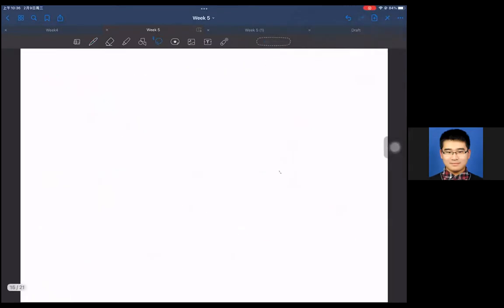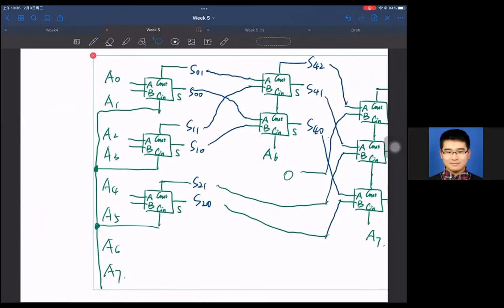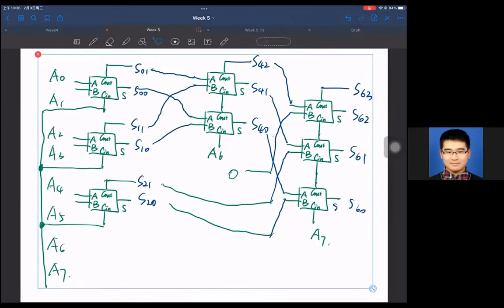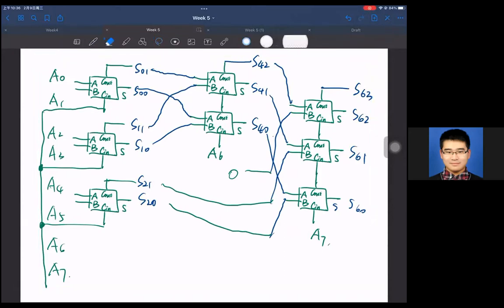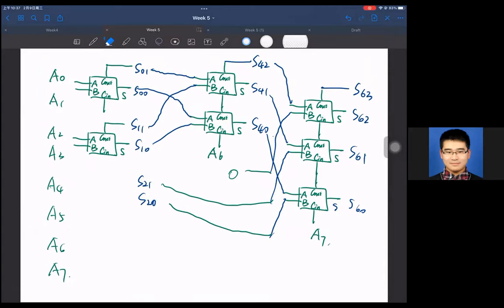So let's give it a try together. Honestly, I don't have an immediate answer in mind, but I can definitely try it. So what you are suggesting is let's not even use this. I will try to put A4 over here and A5 over here. Is that what you were suggesting?